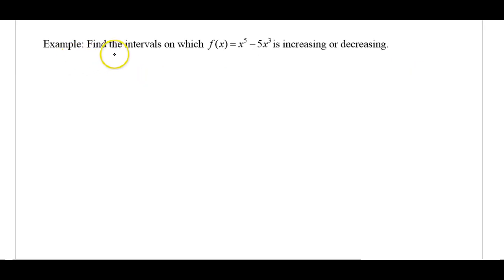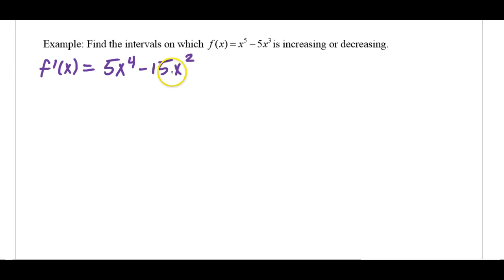Alright, we reached an example where I'm going to use a sign chart. So find the intervals on which f of x equals x to the 5th minus 5x cubed is increasing or decreasing. So again, we want to know where the derivative is positive or negative, but this derivative is going to be 5x to the 4th minus 15x squared. So this is not something that you would be able to graph by hand.